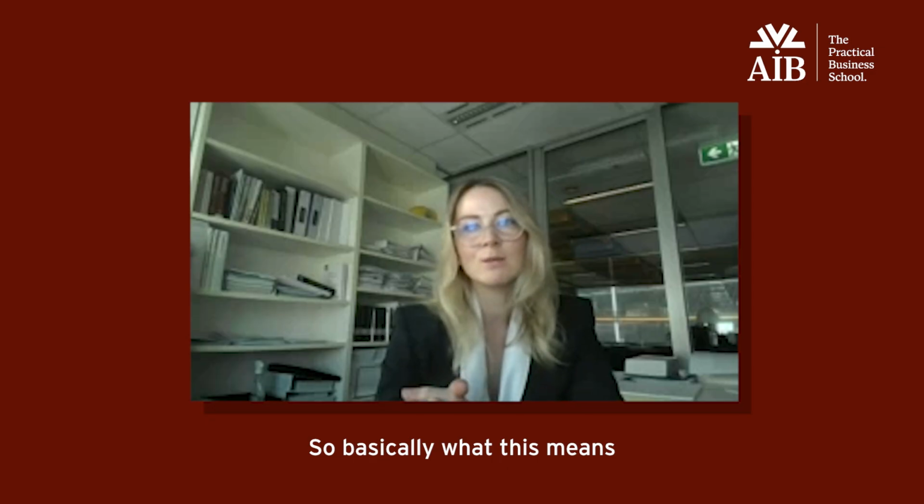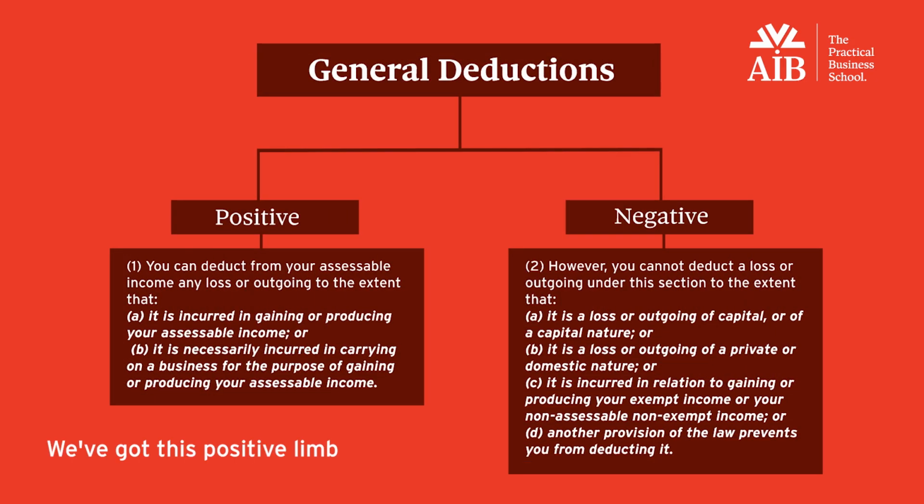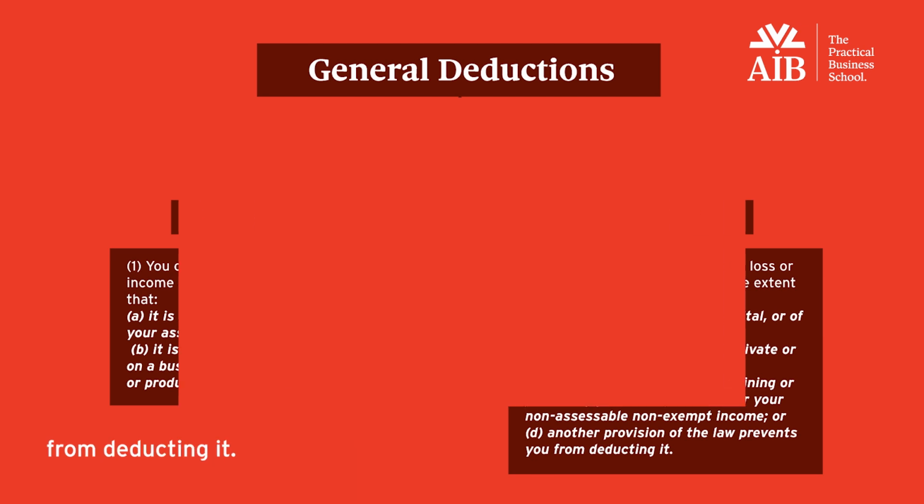Basically what this means is that the general deduction provision, this 8.1 provision, is broken up into two key concepts. We've got this positive limb, which gives you the gateway into the deduction. So you can deduct a loss or outgoing incurred in gaining or producing your assessable income. But then we've also got this negative limb that takes you outside of this provision if the loss or outgoing is capital, private, or related to non-taxable income, or if the tax law otherwise prevents you from deducting it.